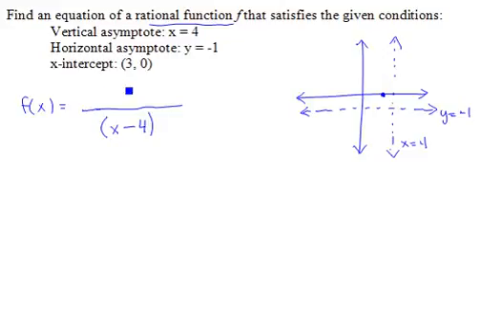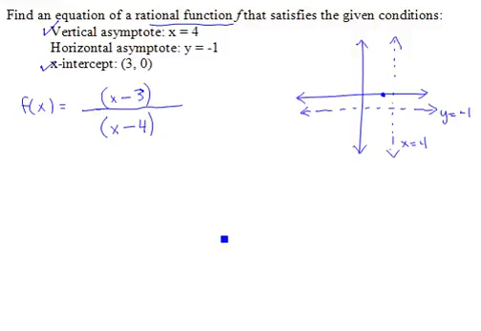The next place to look is probably the x-intercept. That's at (3, 0), and that means that x minus 3 is a factor in the numerator. I say that because then when x is 3, we have 3 minus 3 is 0, and that produces y equals 0. So (3, 0) is a point now on this function. So far we've checked off those two conditions.